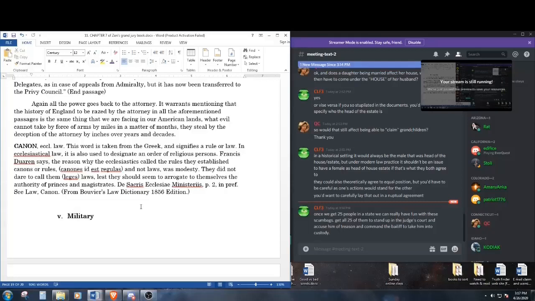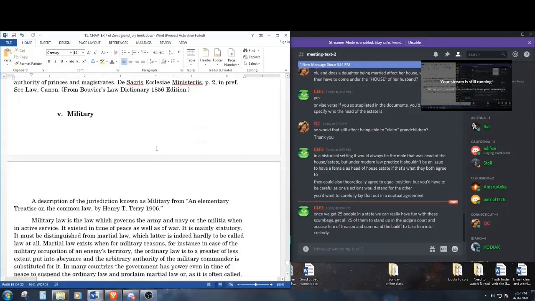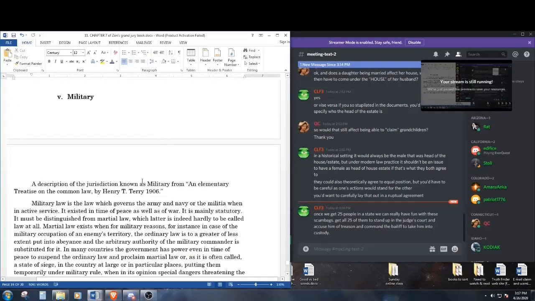They did not dare to call them laws lest they should seem to aggregate to themselves the authority of princes and magistrates, meaning they didn't have the power of the people, period. That's from Bouvier's Law Dictionary. So, it's not law. Just make a note of that. Now, let's go on to the last one, military.